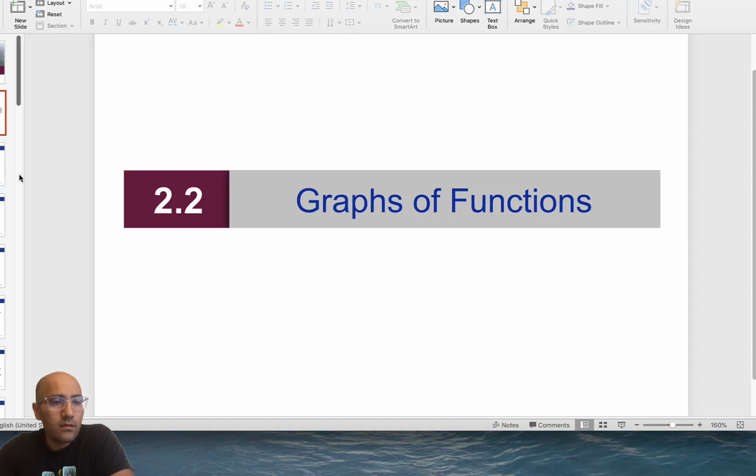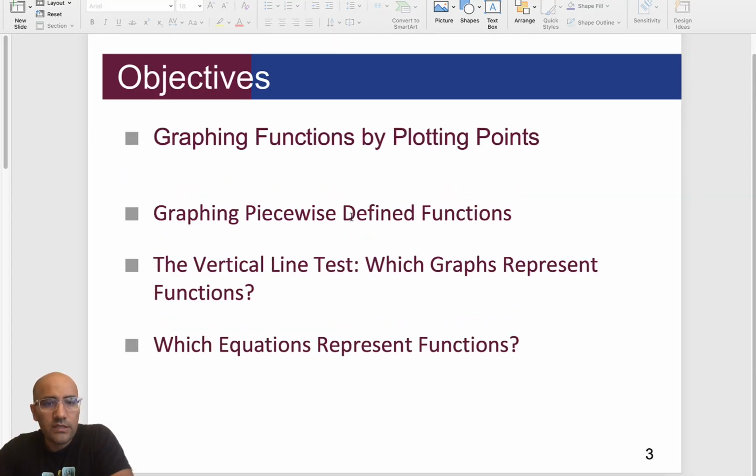Chapter 2, Section 2, Graphs of Functions. Okay, so in this section we're going to be looking at functions by plotting points, graphing piecewise defined functions, vertical line tests, and then which equations represent functions. All easy things, I think.